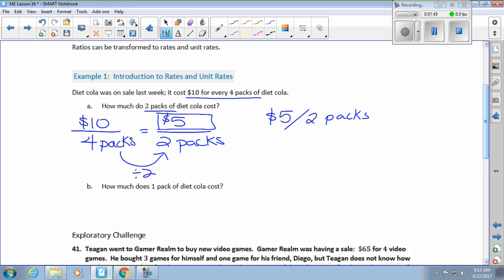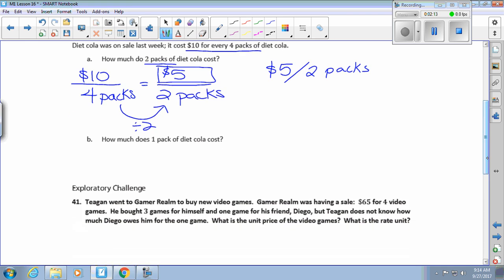Let's figure out the unit rate. So the difference between a rate and a unit rate is the rate could be whenever you hear the word per. So we still have the rate for 4 packs right here. It's $10 per 4 packs, and $5 for 2 packs. But if you want to find the unit rate, that would be finding the cost for 1 pack. So we need to look at this and figure out, how do we figure out 1 pack?